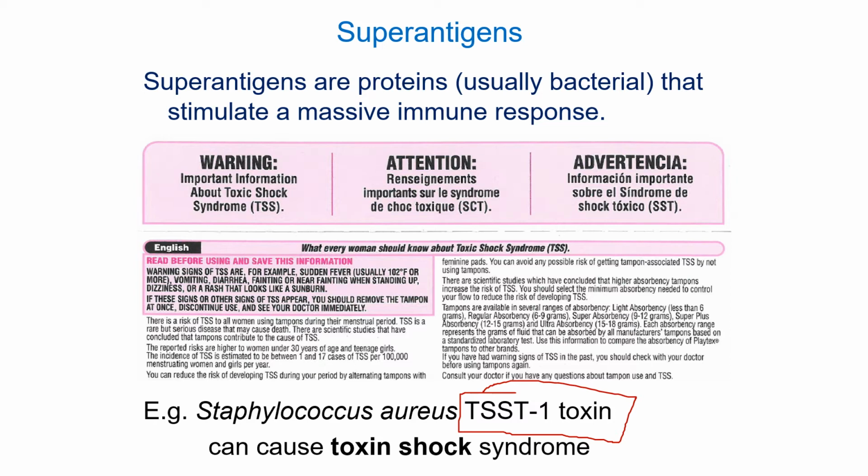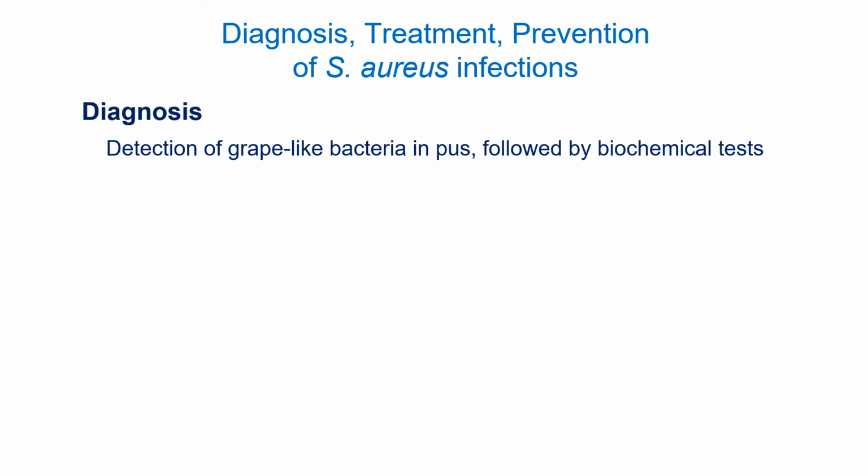So how do we diagnose Staphylococcus? For the most part, it's pretty easy. We can do a gram stain, and you can see it says here grape-like bacteria. So you already know that Staphylococcus are spherical cells and they're found in clusters. Very easy to see under a gram stain. The question is, of course, whether you have Staphylococcus epidermidis or Staphylococcus aureus.